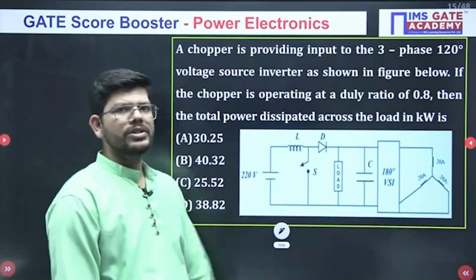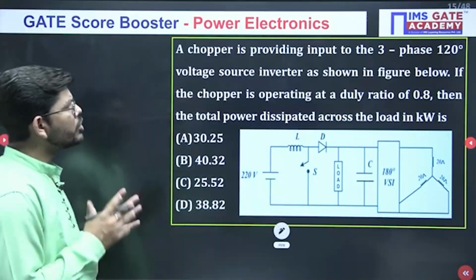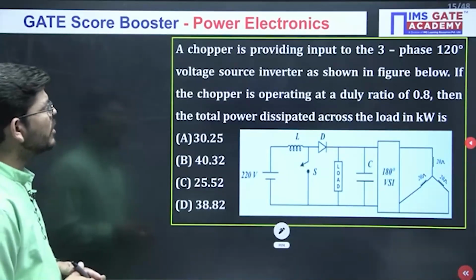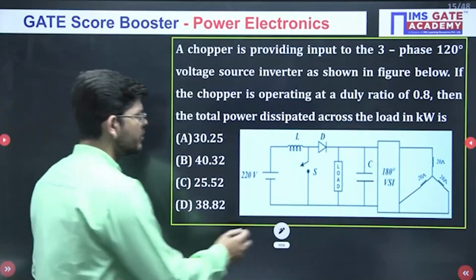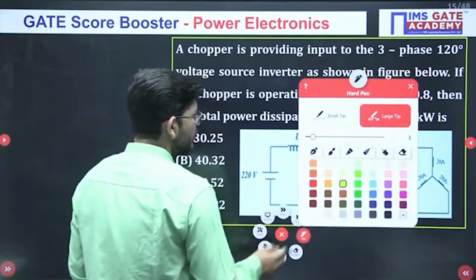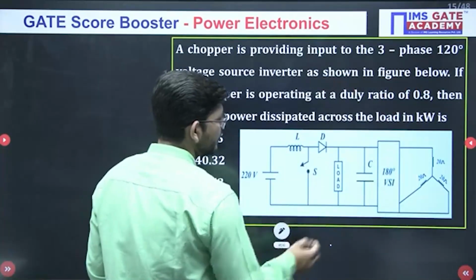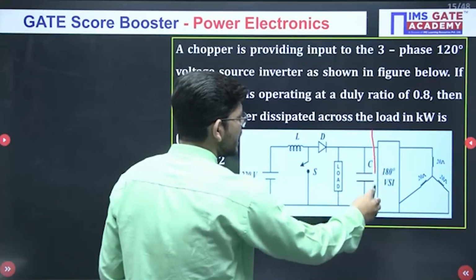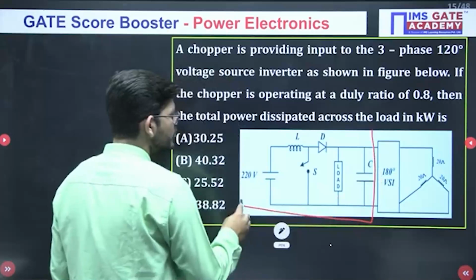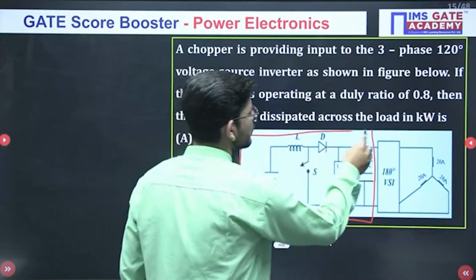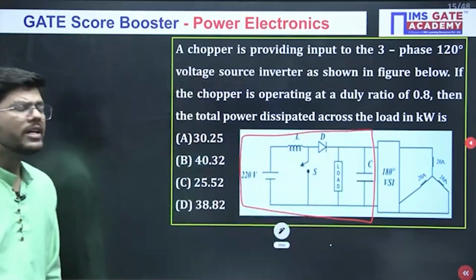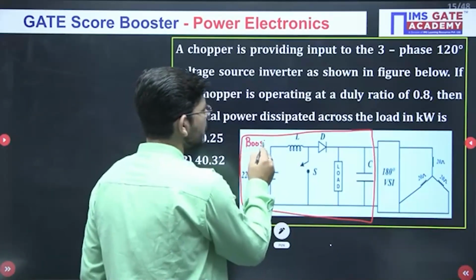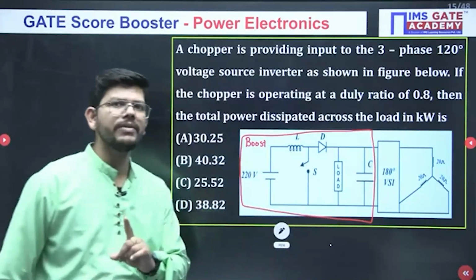Moving towards the next question. Just see this one. A chopper is providing input to a three-phase 180-degree voltage source inverter. Okay. So what do we have? You know that an inverter is fed by a DC battery, isn't it? A DC voltage source. So that DC you are getting from a boost converter, isn't it? This is a kind of boost converter because an inductor is present at the input side. So it is a kind of boost converter we have. Okay. So this boost converter is feeding this inverter, which is a 180-degree VSI.